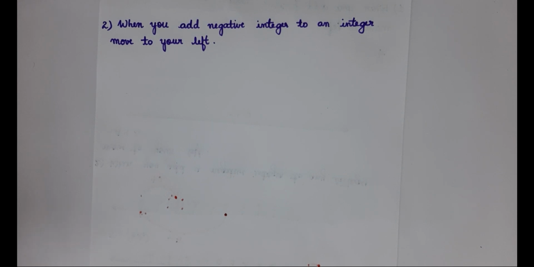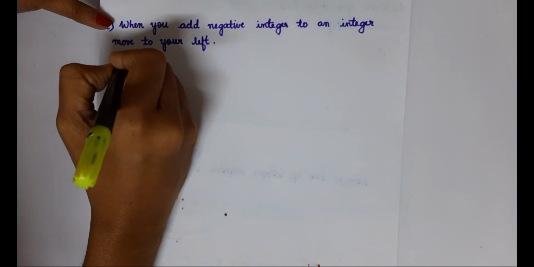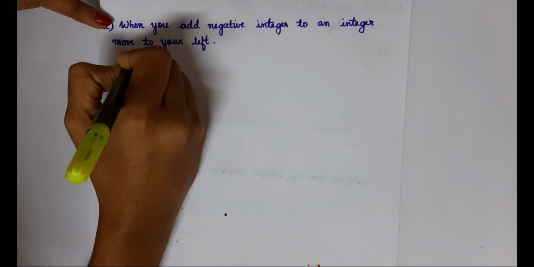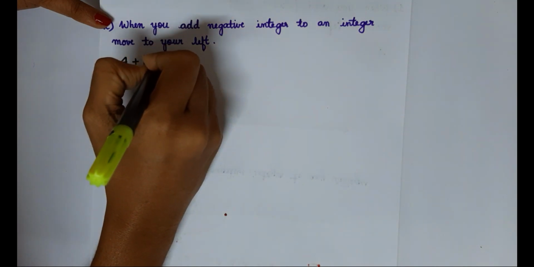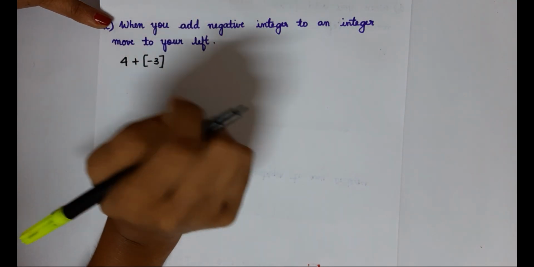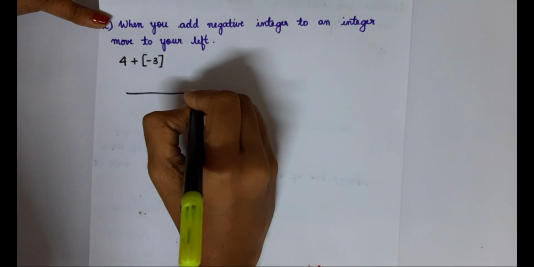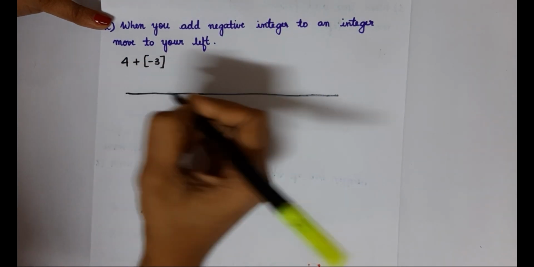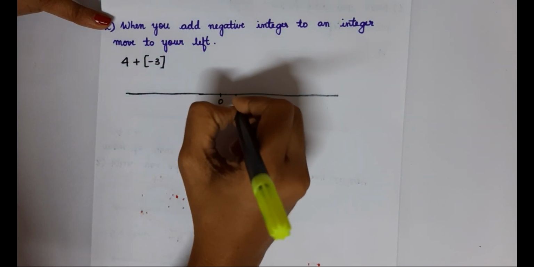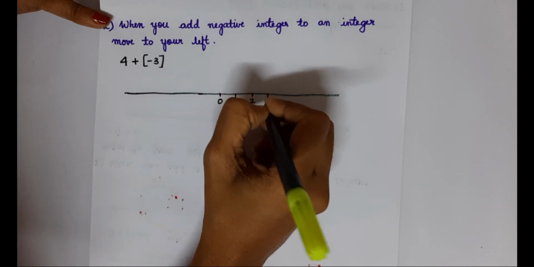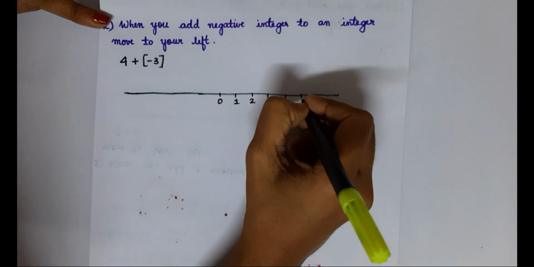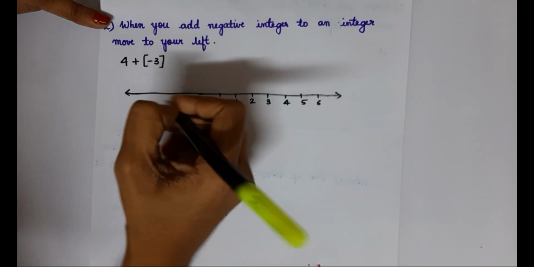Okay, let us now look into what we have to do when we have to add a negative integer. So it says when you add a negative integer to an integer, move to your left. Okay, let me take an example. Now let me take a positive integer and add a negative integer. So when I add a negative integer to a positive integer, what happens? So this is 0, 1, 2, 3, 4, 5, 6. Similarly, let me mark some negative integers.